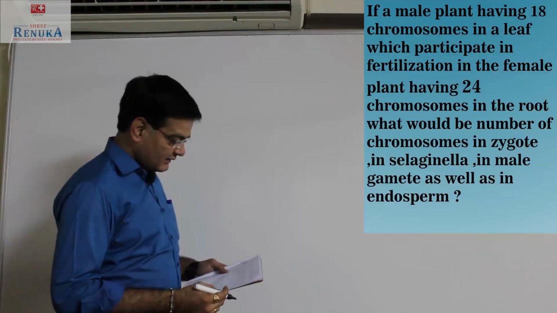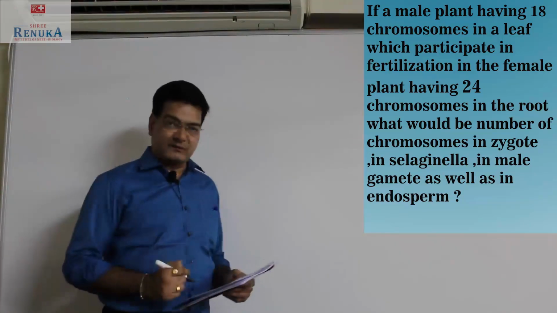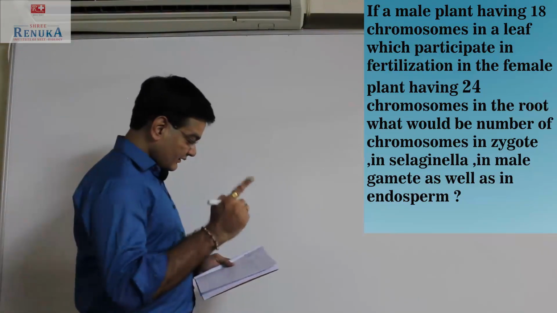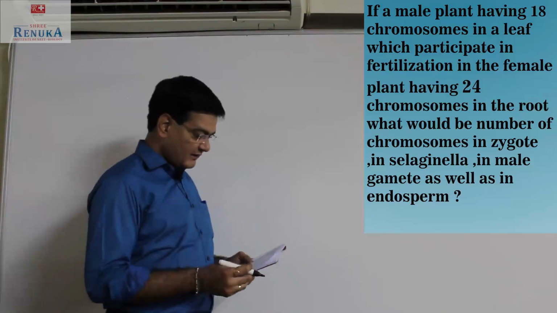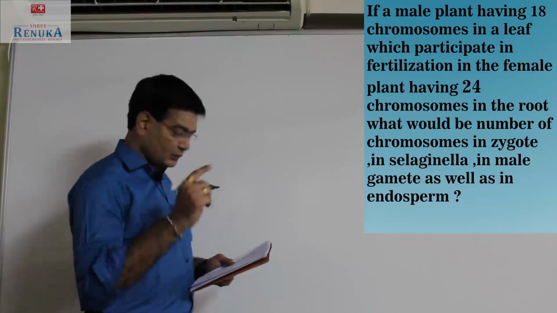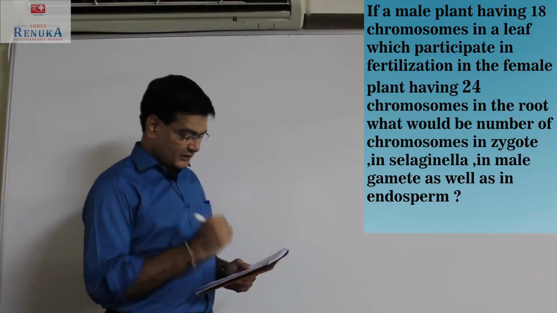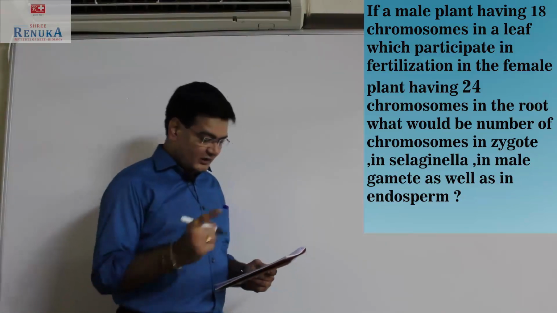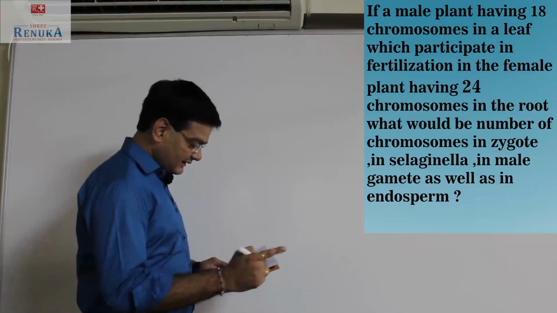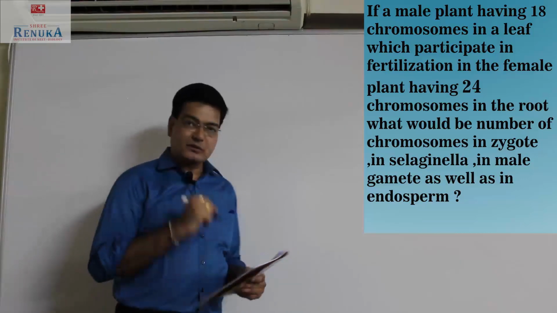Male plant having 18 chromosomes in the leaf which participate in the fertilization and the female plant having 24 chromosomes in the root, and in the question it is asked what would be number of chromosomes in the zygote, in the synergid, in the male gamete as well as in the endosperm.